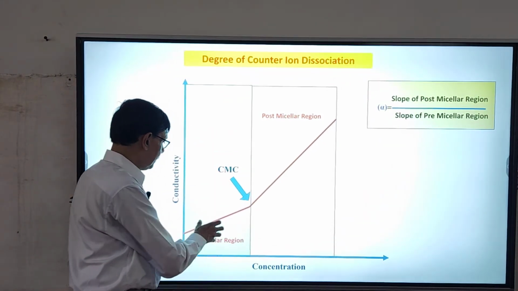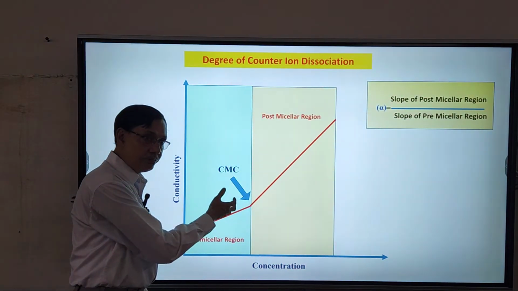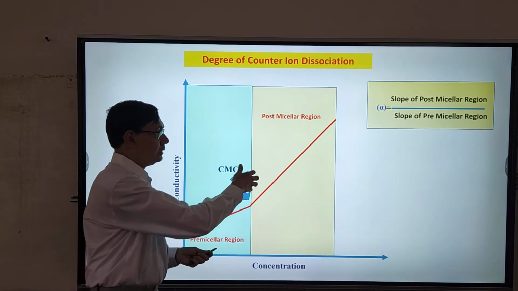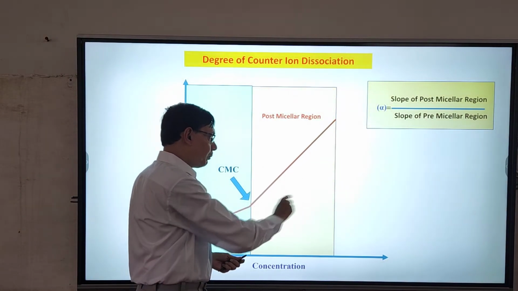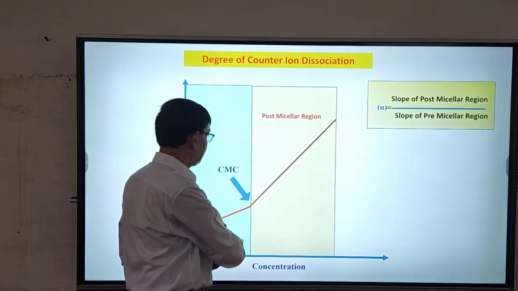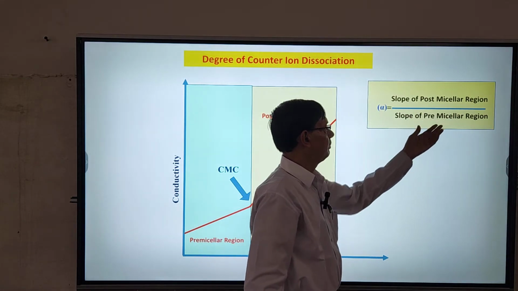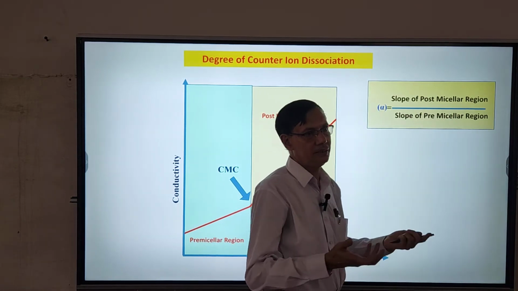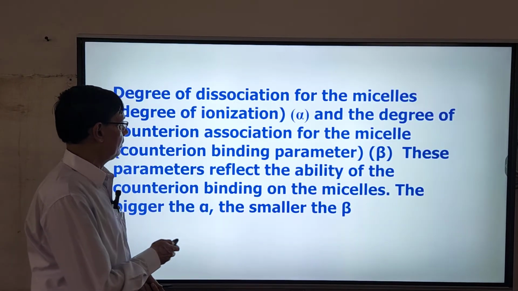This is the CMC. So naturally this region is called the pre-micellar region, and this is called the post-micellar region. You simply determine the slope of the post-micellar region and the slope of the pre-micellar region, and divide the post-micellar slope by the pre-micellar slope, and you will get the degree of counter ion dissociation. So it is also a very short type of question.